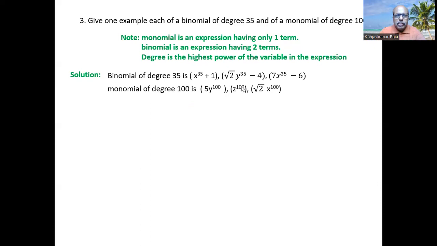Only z raised to 100. It is a variable z with power 100, therefore it's a monomial of degree 100. Root 2 x raised to 100 is also a monomial of degree 100. Clear? So for every question, see what knowledge you require to answer the question.